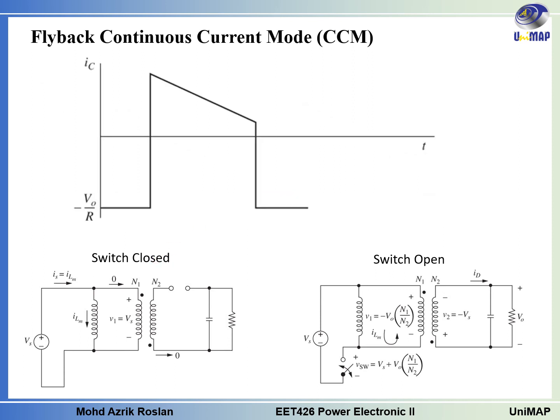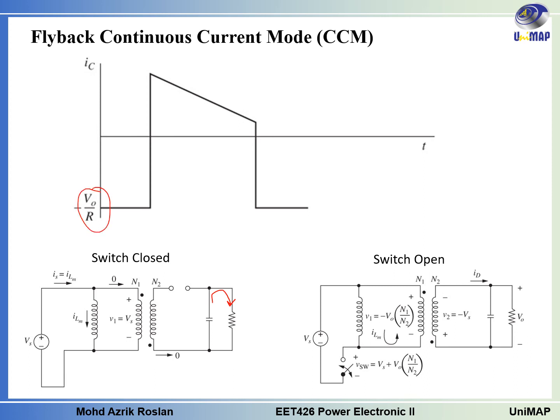Now we will look at the current that flows through the capacitor here. We know that during the switch on time, the current will be supplied to the load from the capacitor. So the current will flow like this, and the value of the current here will be negative V out over R.